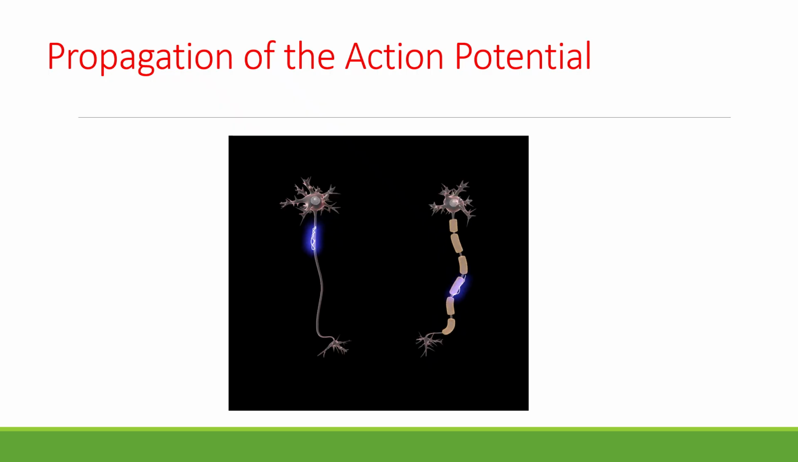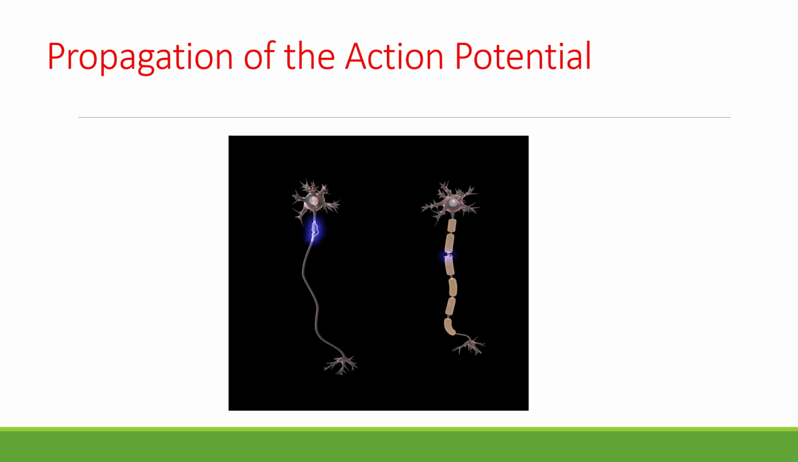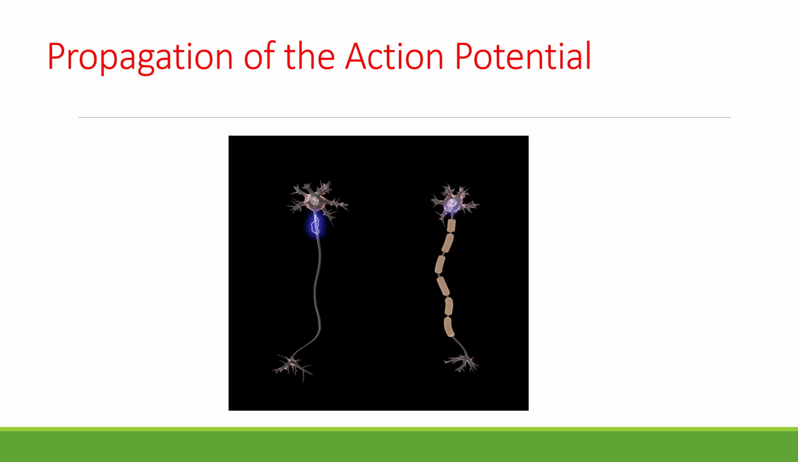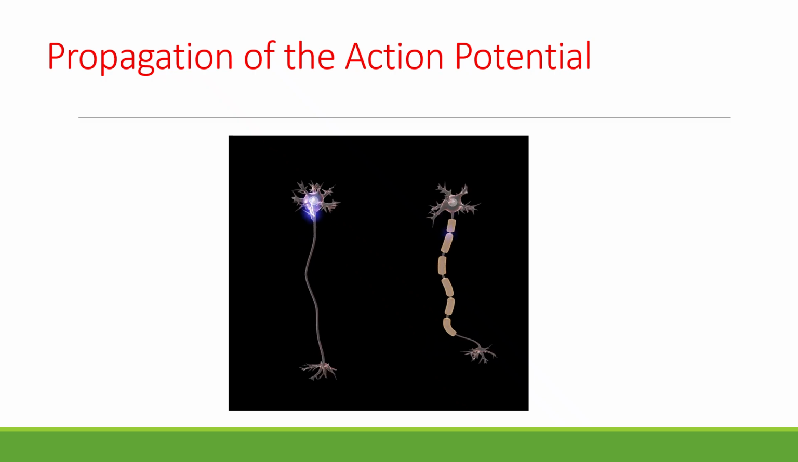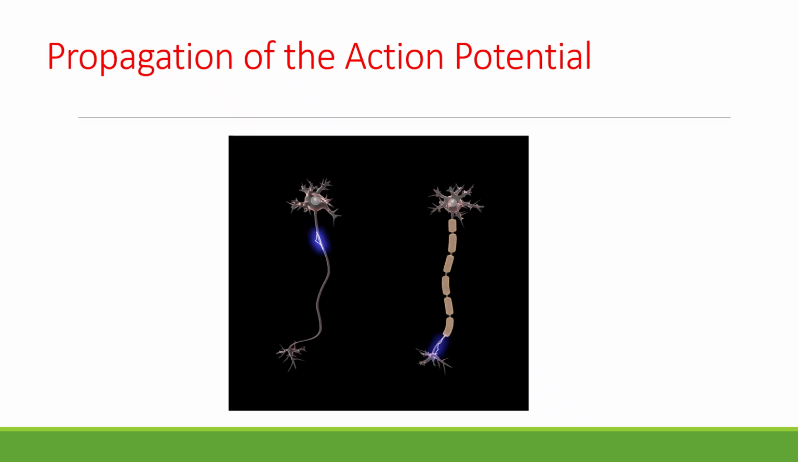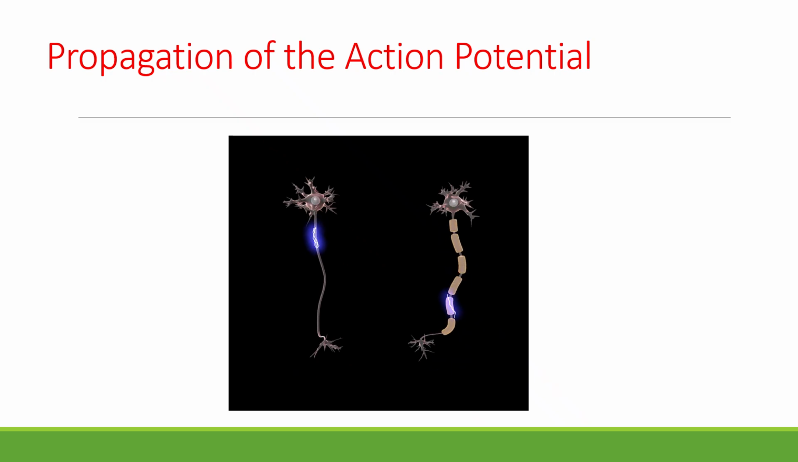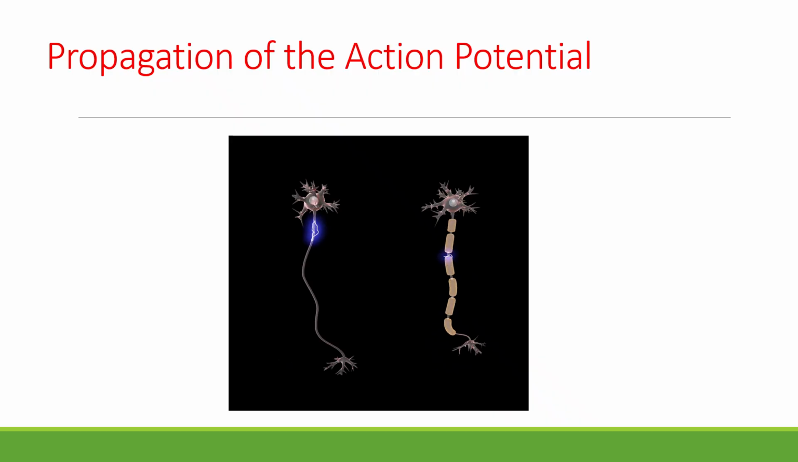So you kind of see that idea of how it just moves down. It just hops down the axon. On the left-hand side, you have one that's not myelinated, so you see that it doesn't travel as easily. When you myelinate it, notice how fast it travels from the cell body down to the terminal.